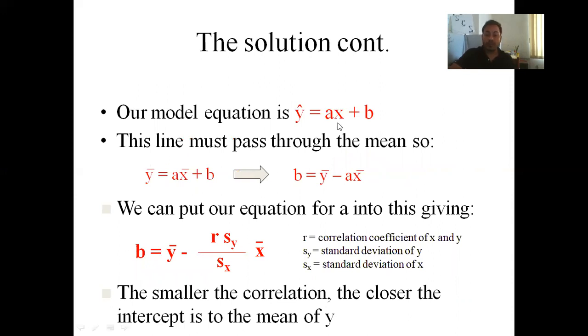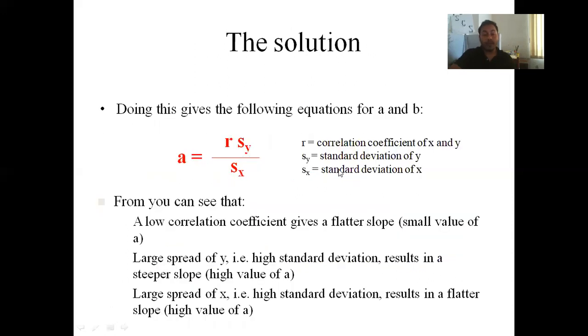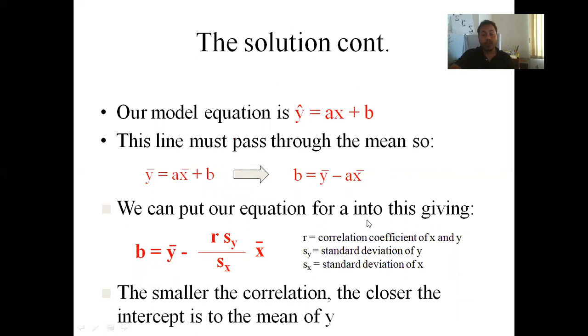Our model equation is this one, y is equal to ax plus b. This line must pass through the mean. So y bar is equal to a x bar plus b. So b is equal to y bar minus a x bar. So we can put our equation for a into this, giving this value. The smaller the correlation, the closer the intercept is to the mean of y.